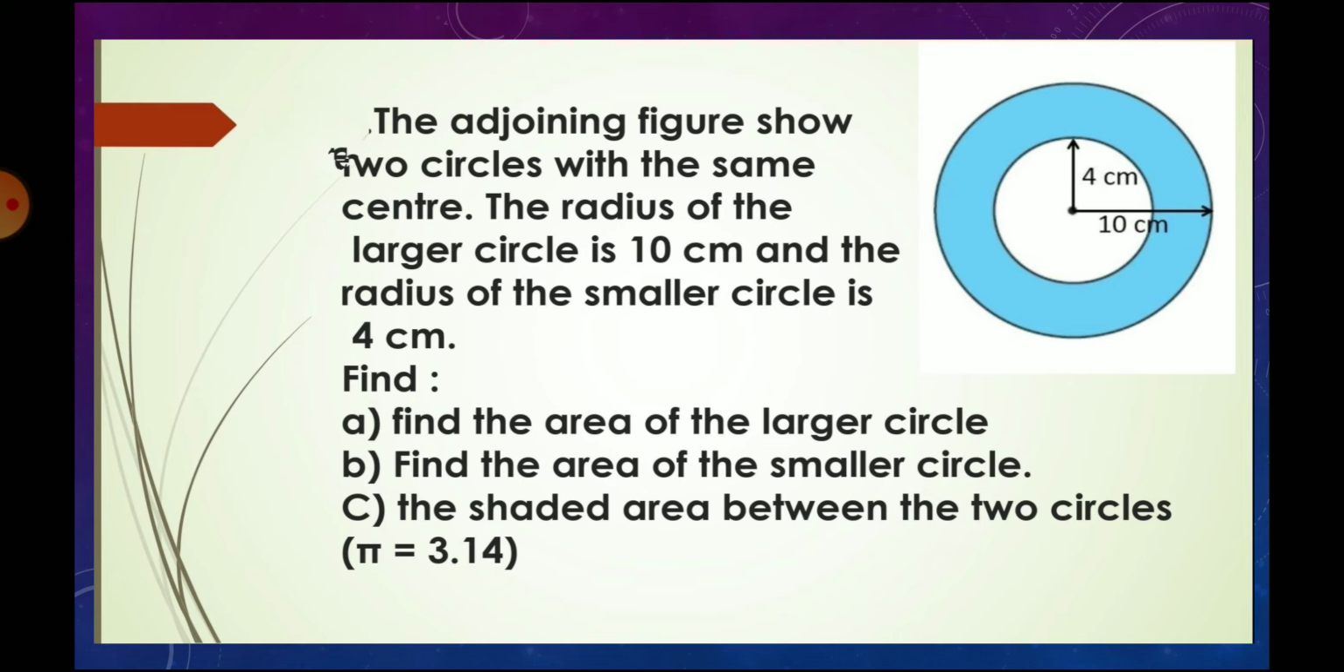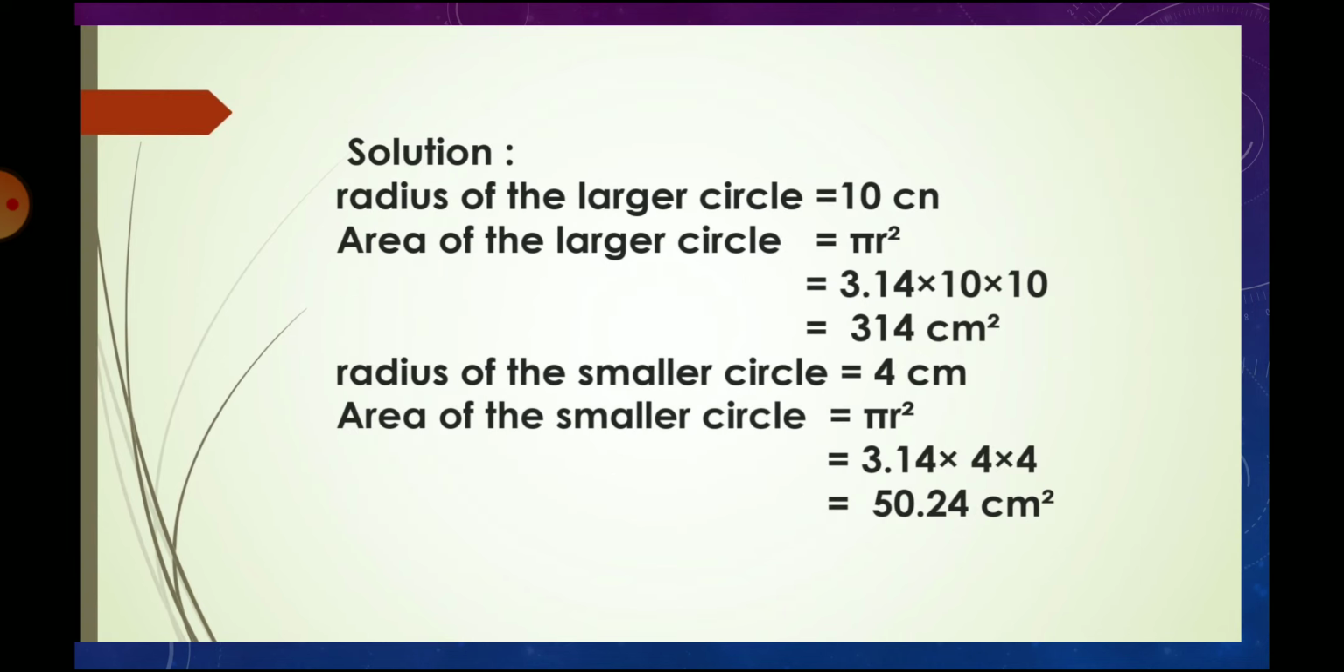Okay, so now let us find out the area of the larger circle. What is the formula for the area of a circle? That is pi r squared. Here we can take the pi value as 3.14. So then into r squared means 10 into 10. Okay, so after that we can get 314 centimeter square.